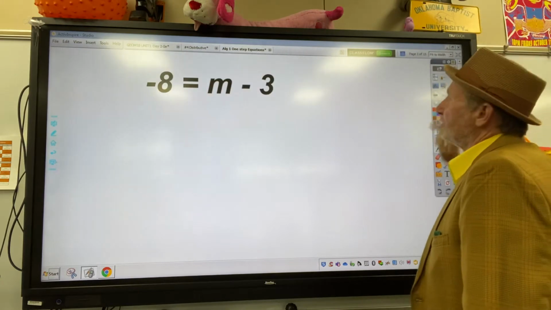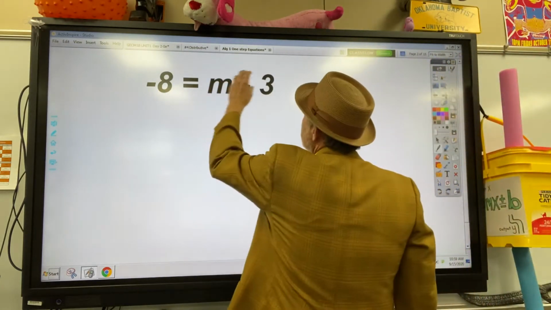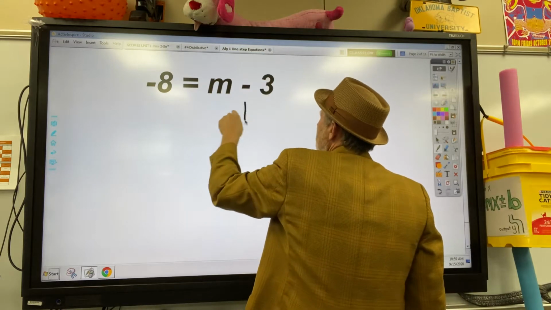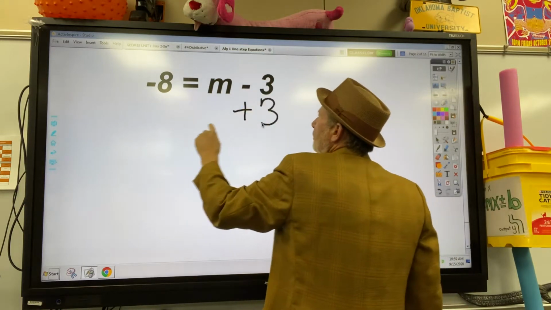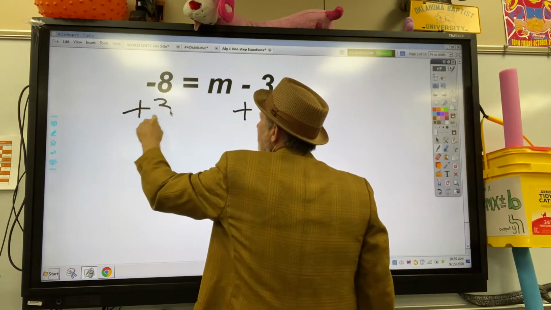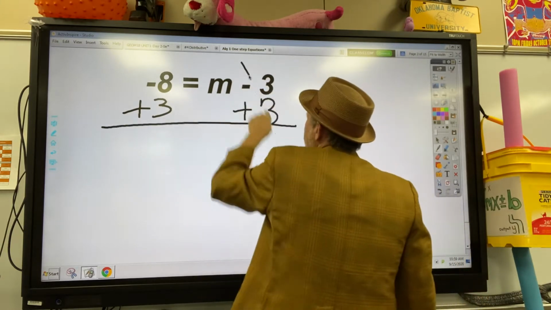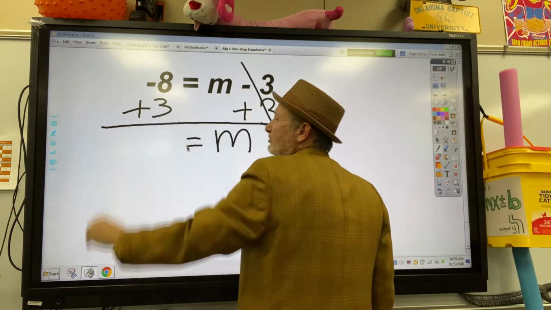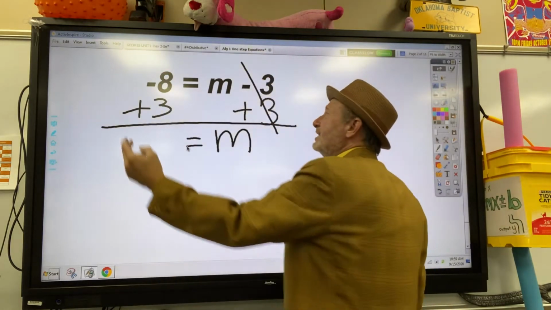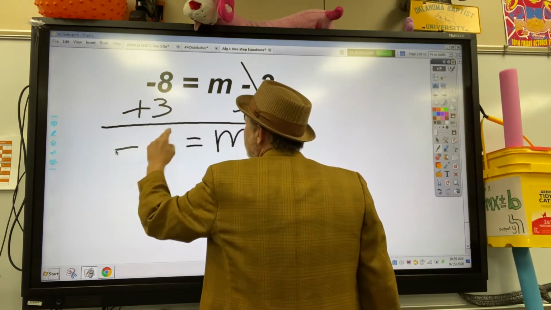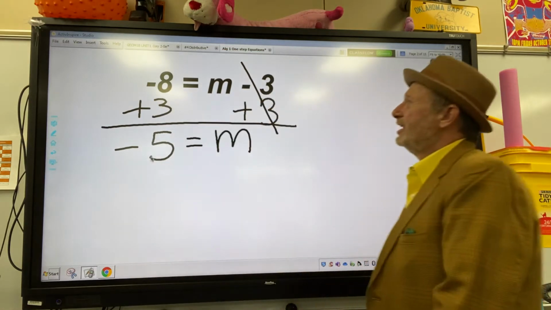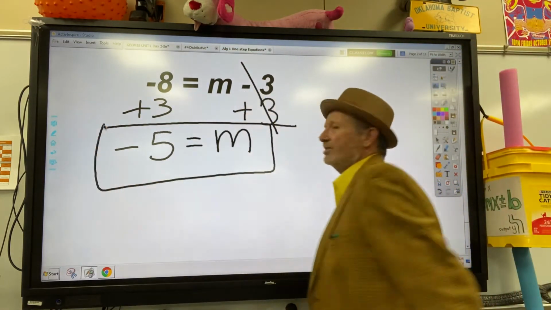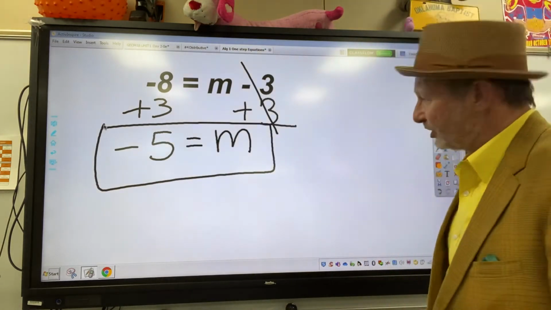Let's do another one. I've got m minus 3 equals negative 8. Well, that's negative 3, so I'm going to make that positive 3. What you do on one side, you do on the other. Now that cancels out. Bring down my m. m equals negative 8 plus 3. Signs are different, so subtract, take the higher sign, and I get negative 5. Box around your final answer. See how this works? Good.